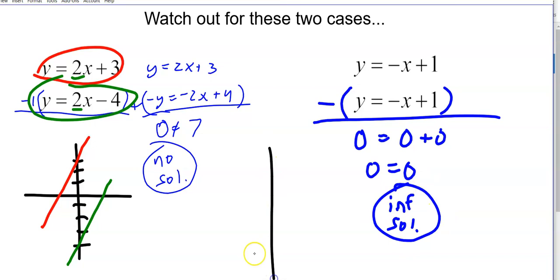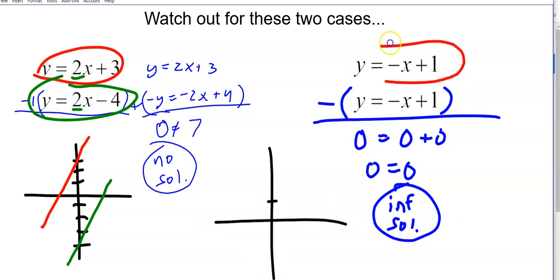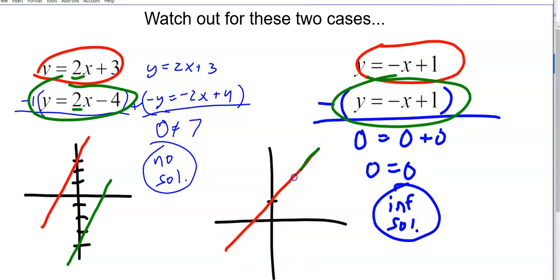So if I were to graph these two lines, roughly, this one might look roughly like this. And this one might look roughly like this. However you can tell, but those are the exact same line. How many solutions are there? Well, that's a solution, that's a solution. Every single point on this line, and there's an infinite number of them, is a solution. So we say infinite solutions because it's the exact same line.